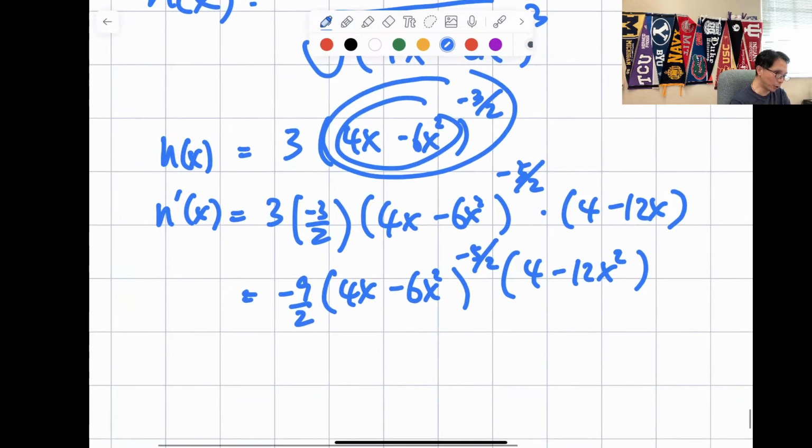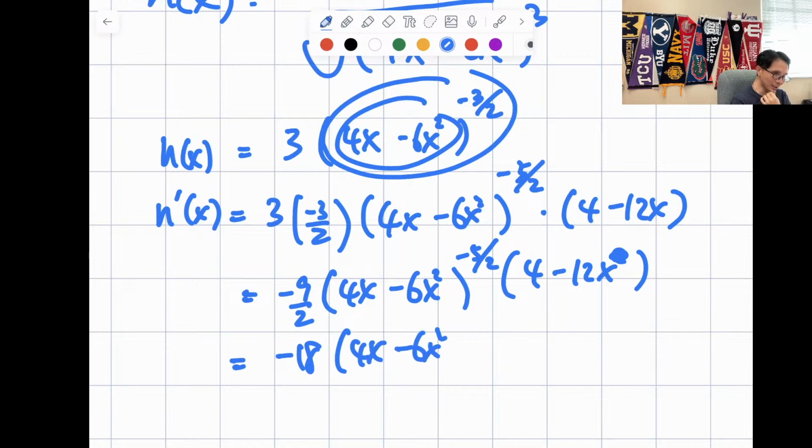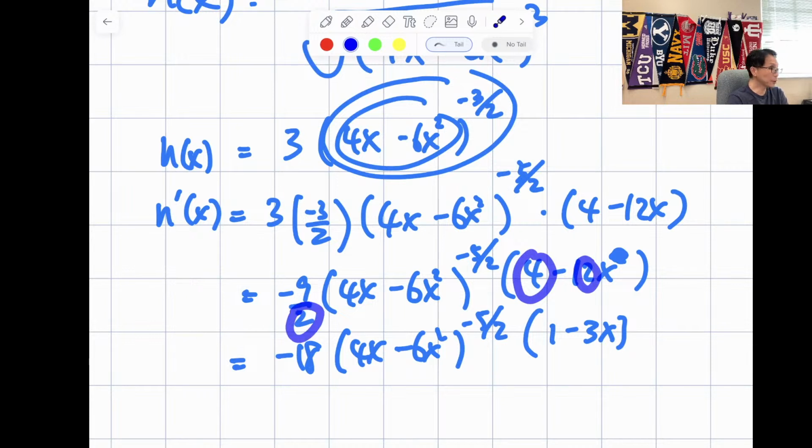I can even factor out 4. If I factor out 4, what will happen? Negative 18 times 4x minus 6x squared to the negative 5 over 2 times 1 minus 3x. Is that okay? I can take out 4 if I really wanted to, but you don't have to. Remember this, they all have a common factor of 4, and then 4 and 2 can cancel out. 2 times negative 9 is 18. But you don't have to, it's fine, because you're usually finding zeros anyway. So zero is gonna be, let's say, 1/3. Raphael, is this okay? You understand? Jing? Bishop?